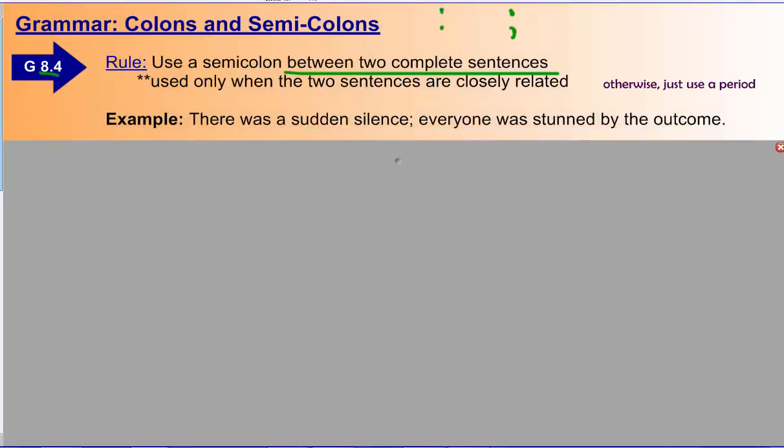So I want to say something like, there was a sudden silence. Everyone was stunned by the outcome. I'm explaining why there's a silence. So these 2 things are very closely related. I have a cause and effect. The cause is that they're stunned. The effect is that there is silence going on. So I want to keep them closely related. I'll use a semicolon to do that.